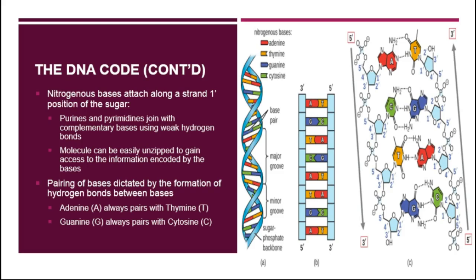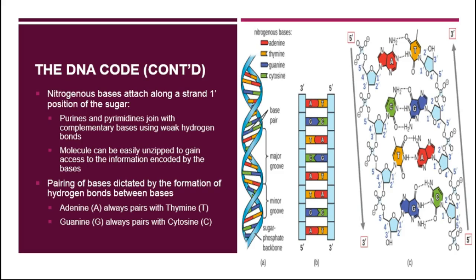so that it can easily be unzipped or separated one strand from the other, and this helps to enable replication and transcription in protein synthesis, so that we can have one template strand that is unbonded that we can use to make an RNA or another copy of a DNA. Hydrogen bonds tend to be fairly weak, so they're easy to break and separate, which is why we have those hydrogen bonds between the bases.